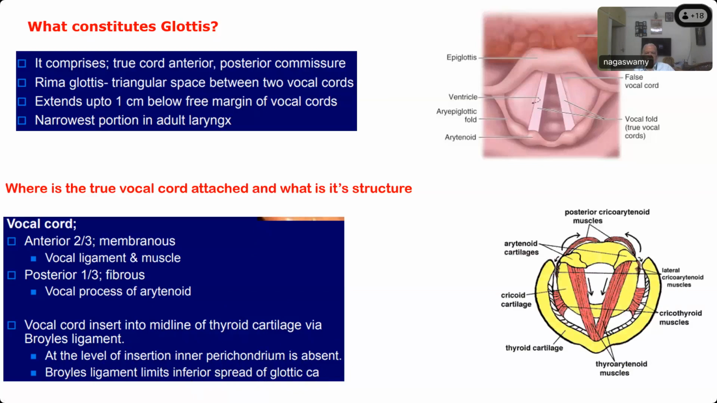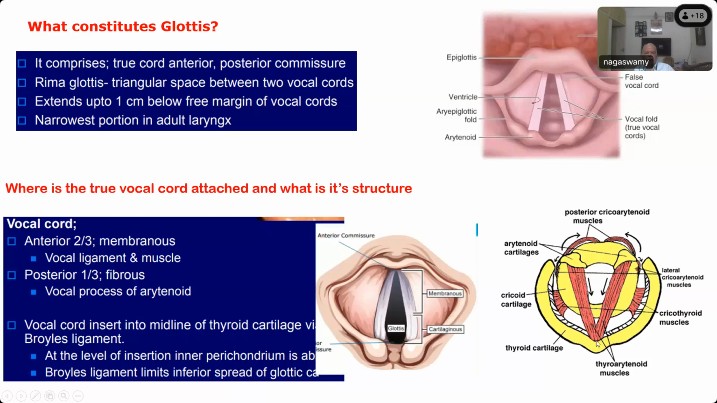So this is how the whole picture looks. The thyroid muscle and the lower portion is mostly fibrous. And this is the thyroid cartilage. The tip, the smaller narrow portion, gets attached to the thyroid cartilage in the midline. So this is how the membranous portion and cartilaginous portions are there. And this is the glottic opening.